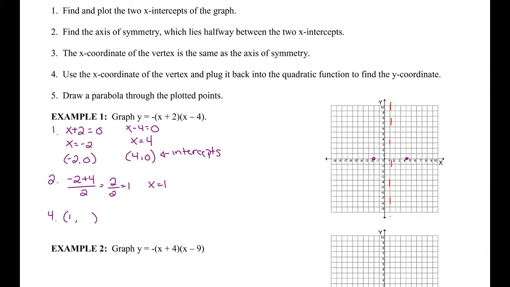In order to find the y-coordinate, we are going to plug this back into the original equation and solve for y. So we get y is equal to -1 times 1 plus 2 times 1 minus 4, which if we simplify we get 9. So the vertex is the point 1, 9. Once you have these 3 points, you can go ahead and connect them to form your parabola. When you're done with example 1, you can try example 2 on your own and then take a look at the next page, Graphing Quadratic Inequalities in 2 Variables.